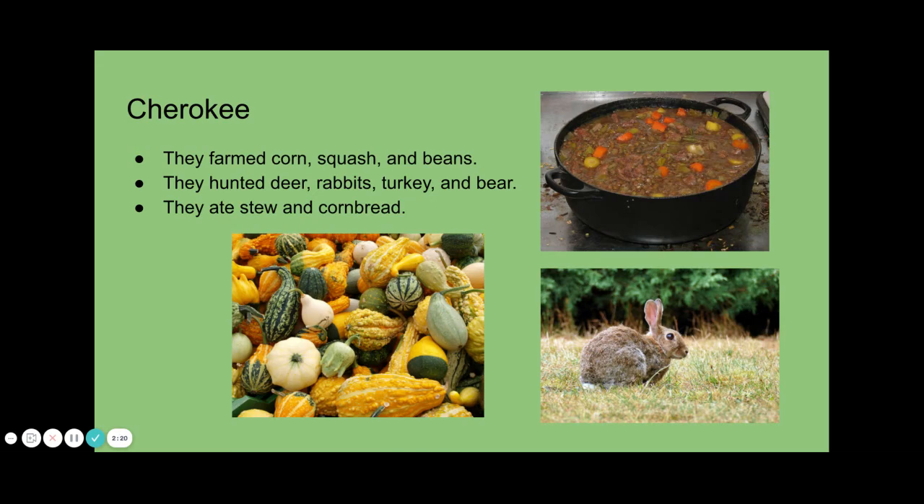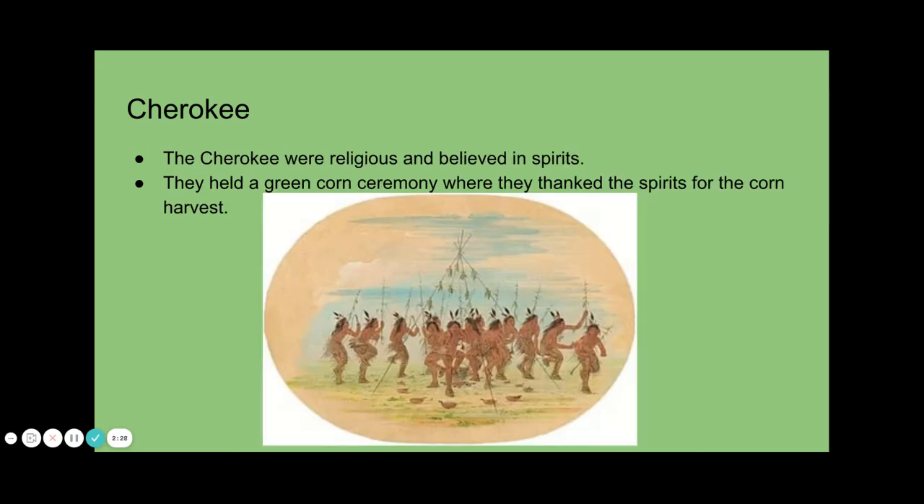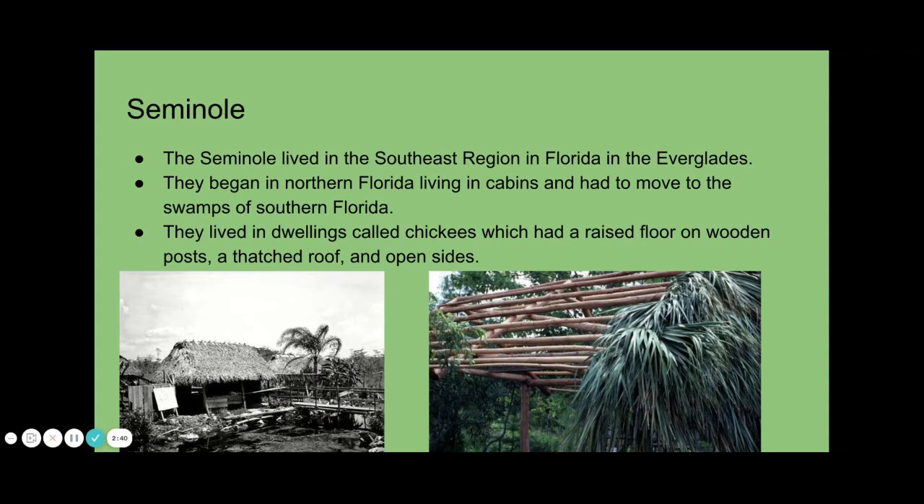They farmed a lot of corn, squash, and beans. They hunted deer and rabbits and turkey and bear. They ate stews and cornbread. That was their main source of nourishment. The Cherokee were very religious and believed in spirits. They held a green corn ceremony where they thanked the spirits for the corn harvest. They were very thankful, okay, very religious.